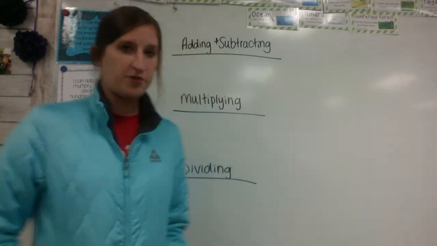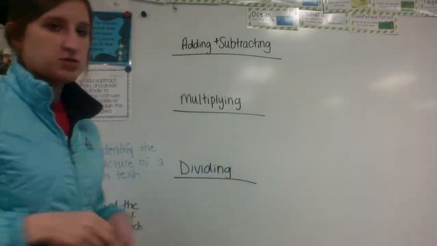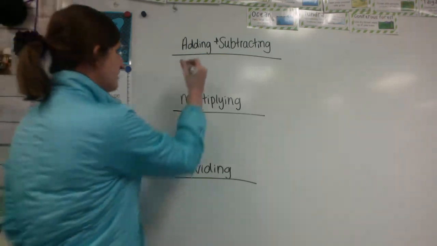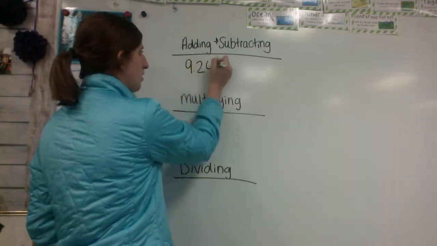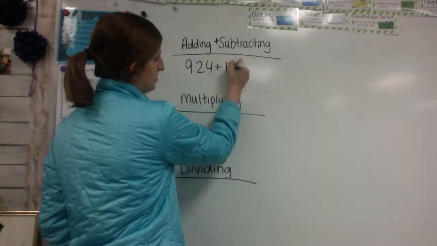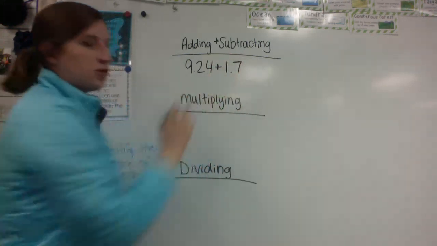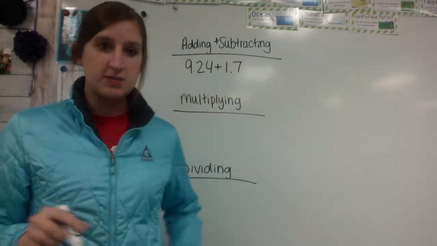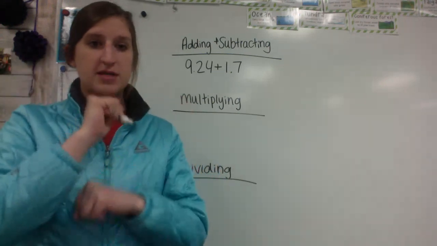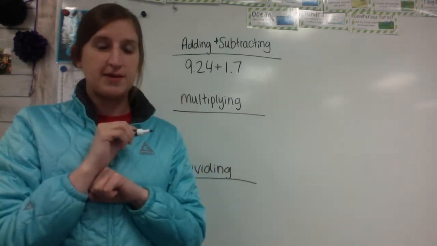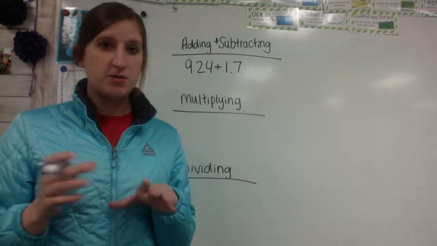Okay, so just out of review, when we are adding and subtracting decimals, let's say I have a problem like this. Your rule when you're adding and subtracting decimals is you have to line up those decimal points. They have to be lined up. Fill in the zeros when you have spaces.